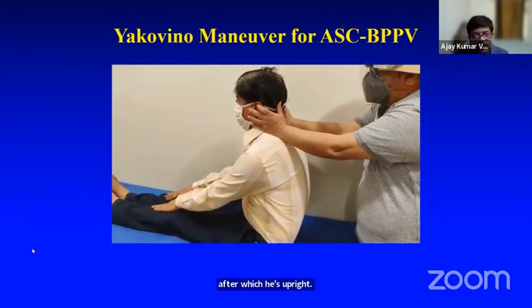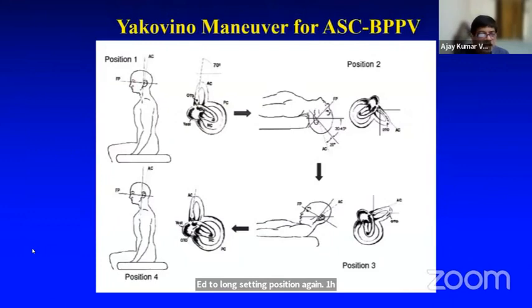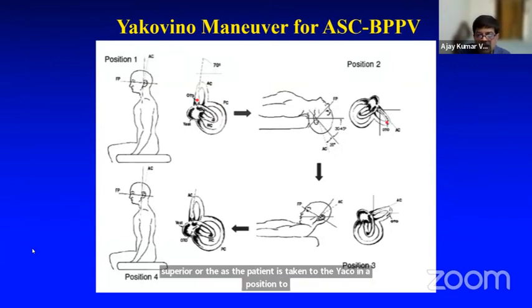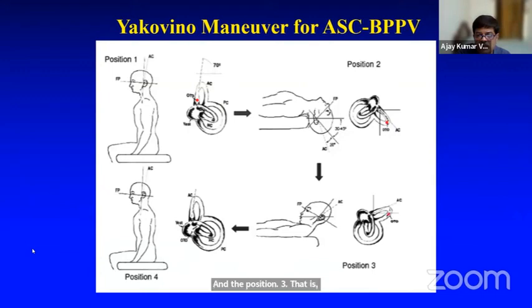One hour later, he is taken up for a test again. This is how the otoconia move. You can see on the right here, it is the position in the periampullary portion of the superior or the anterior semicircular canal. As the patient is taken to the Yacovino position 2, the otoconia move away from the ampulla. In position 3, that is the chin to chest position, it moves towards the common crus. And as the patient is again uprighted, it moves into the utricle, repositioned back, and there is no vertigo. There should not be any.